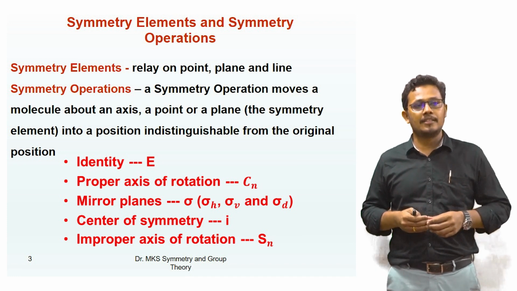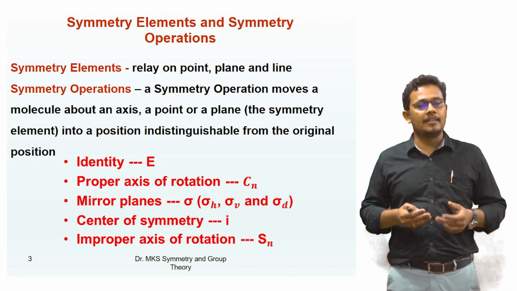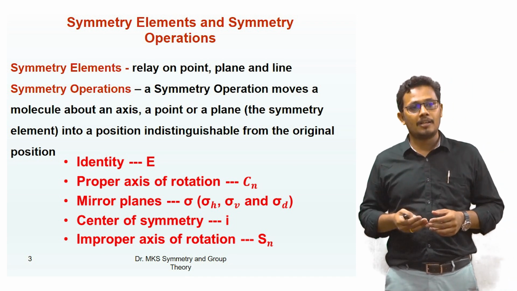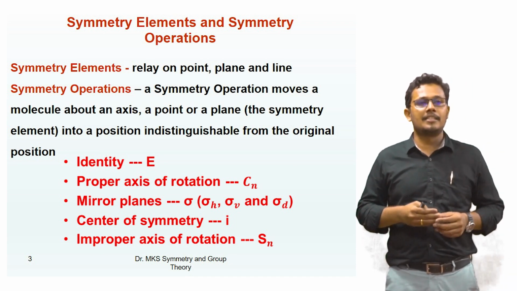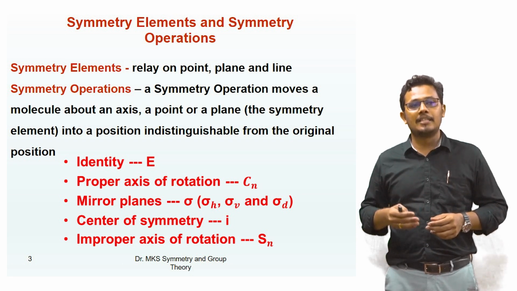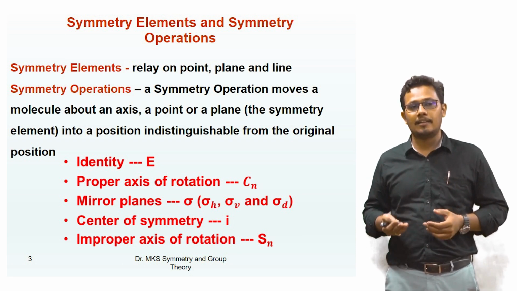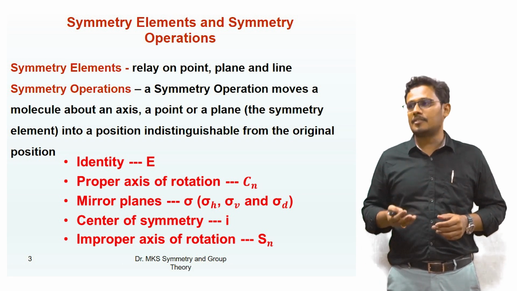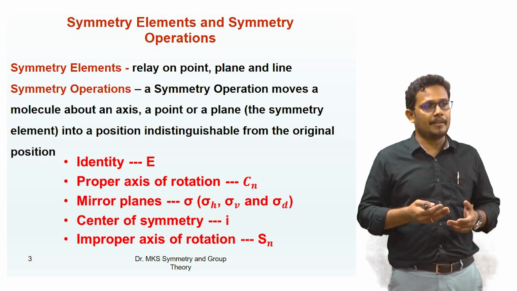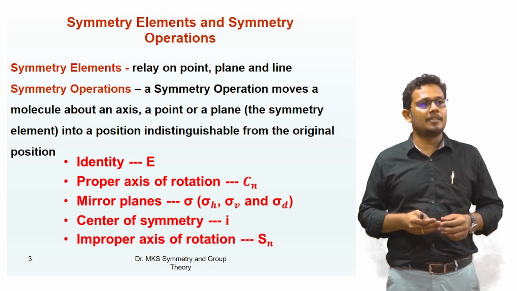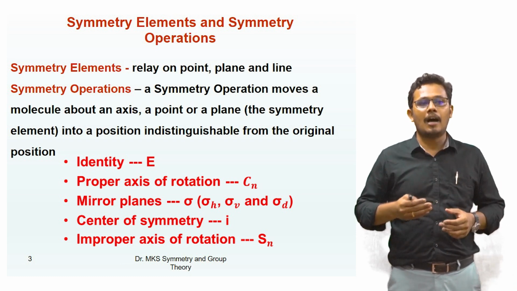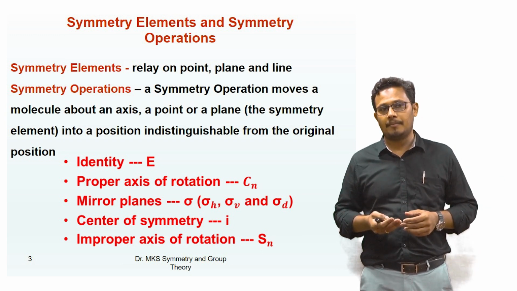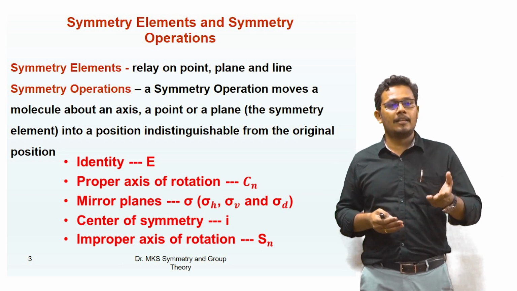The first one is designated by sigma h, that indicates the horizontal plane. The second one is the vertical plane, and the designation is sigma v, and the last one is sigma d. D indicates diagonal planes. The next, fourth one is the inversion center or center of symmetry. That center of symmetry is represented by a small letter i. And the last one is the improper rotational axis of symmetry, that is represented by Sn.